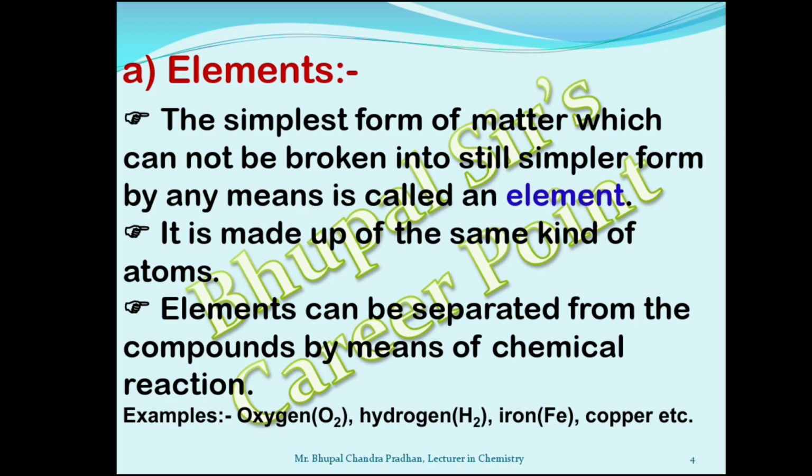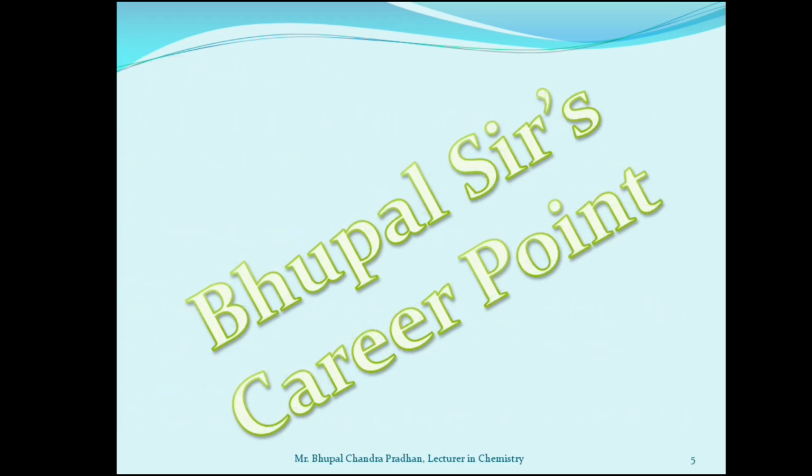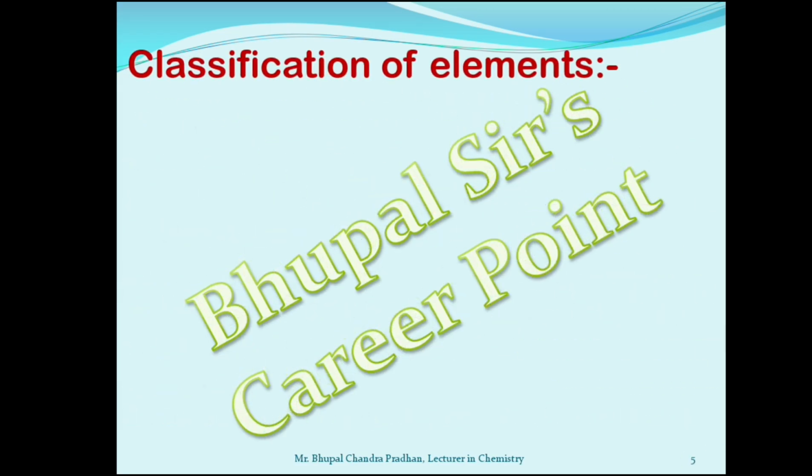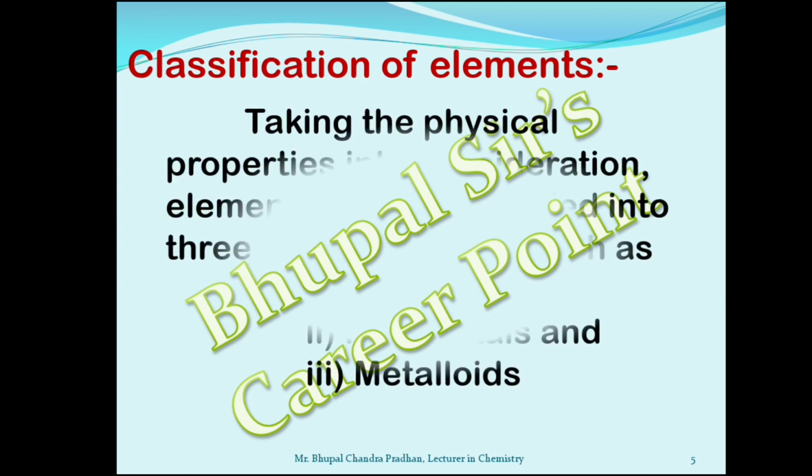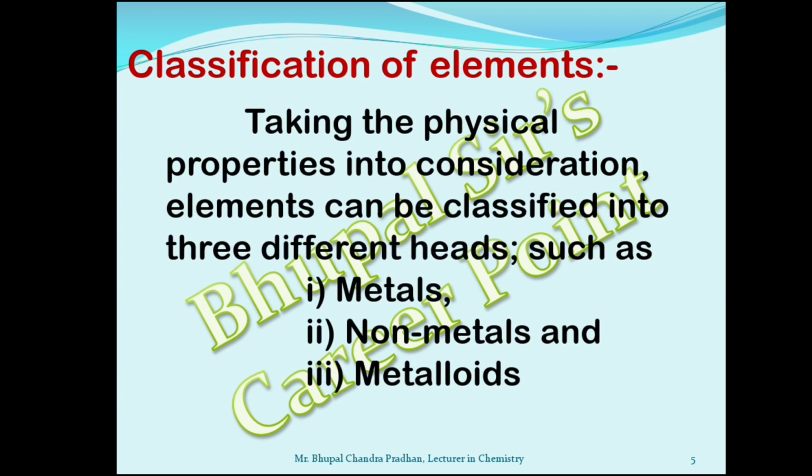Examples: oxygen O2, hydrogen H2, iron Fe, copper Cu, etc. These are the different examples of elements. Now, how are elements classified? Taking the physical properties into consideration, elements can be classified into three different heads, such as metals, non-metals, and metalloids.